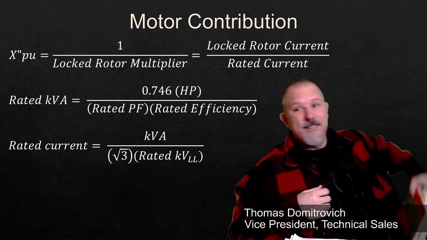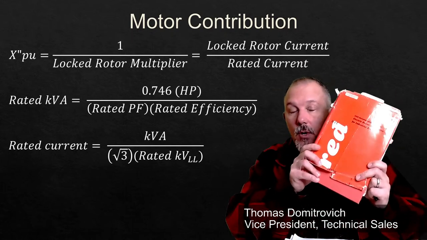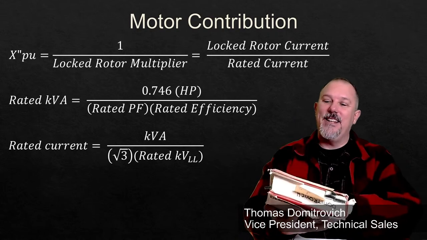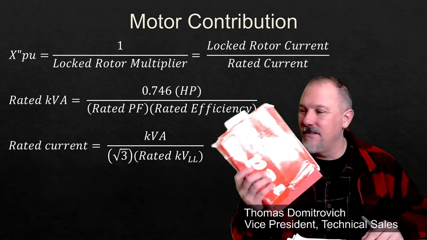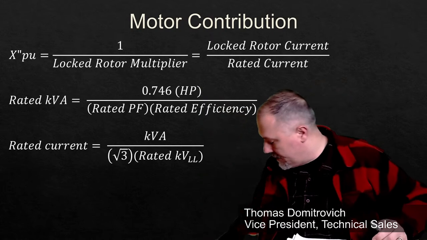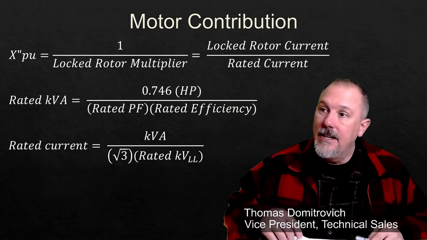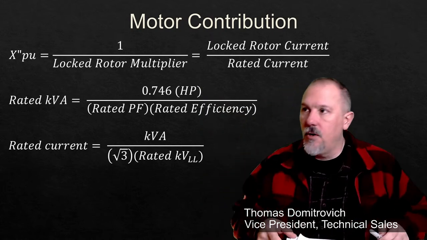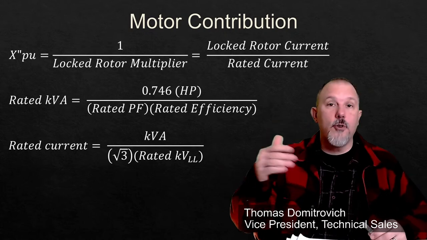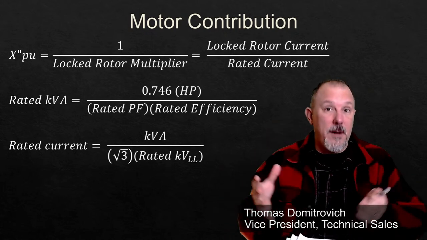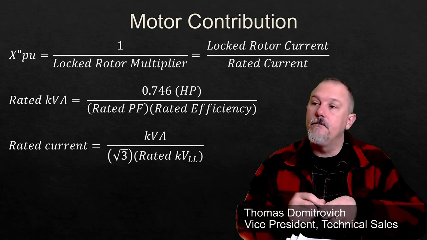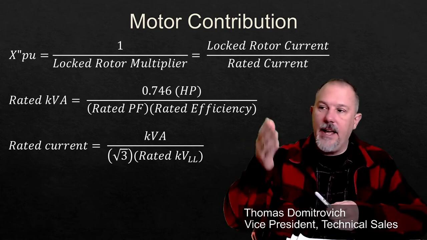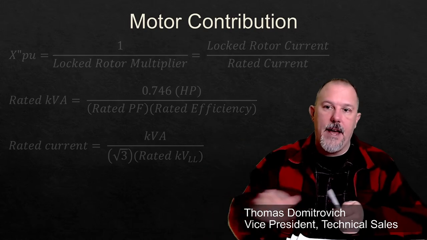Good reference is the Red Book. My edition is 1986, and I love this book. It's got some good information in there. But anyway, 1 over the locked rotor multiplier, or the locked rotor current over the rated current, because, remember, per unit is a percentage, right? Rated kVA, these are the equations for all of that.